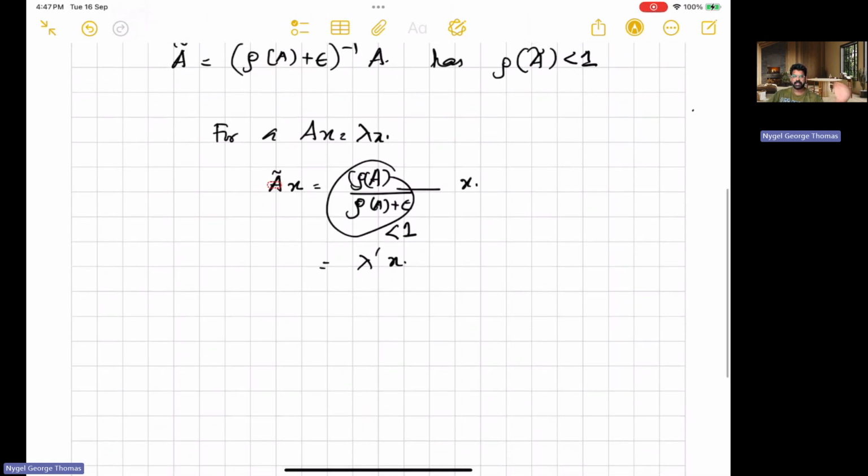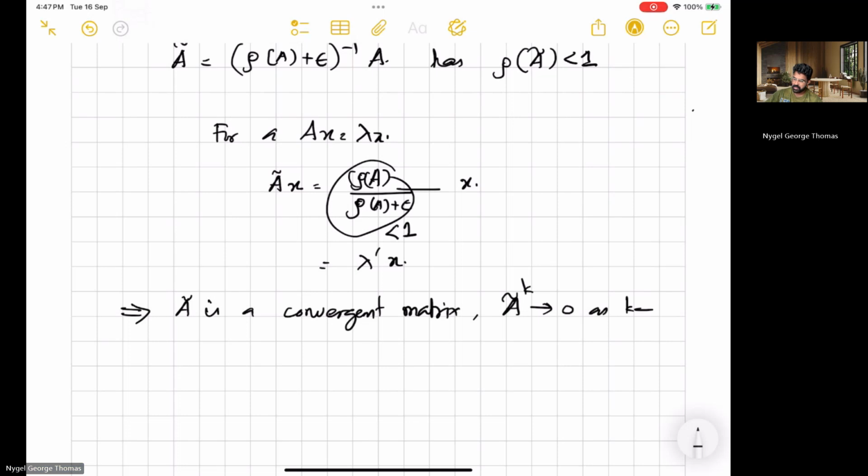So if the spectral radius is less than 1, then we can say that A tilde is a convergent matrix, which means that A tilde raised to k tends to 0 as k tends to infinity. So what does this mean? A tilde raised to k goes to 0 as k tends to infinity. The values of A tilde raised to k are coming down and down, becoming smaller and smaller.